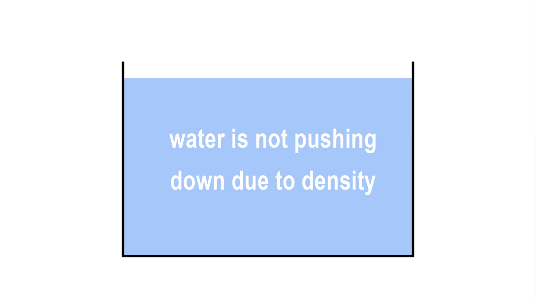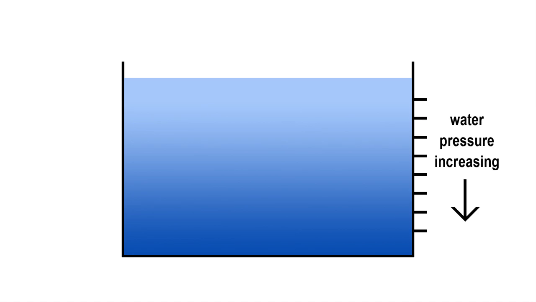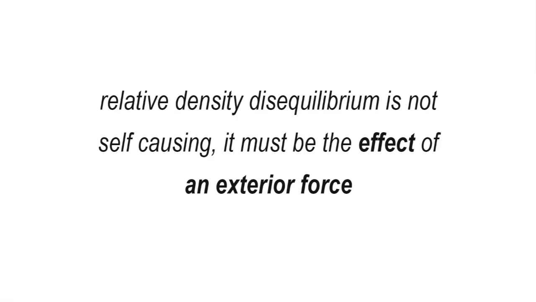If we take a tank of water, for example, all the water in the tank is the same density. That water is already at equilibrium. So none of the water should be pushing up or down due to any buoyant forces. Therefore, if density and buoyancy were the only factor at play, there will be no increased water pressure the deeper you go because nothing above should be pushing down on anything below. Things displace due to their relative density. But the motion of relative density disequilibrium is not self-causing. It must be the effect of an exterior force.